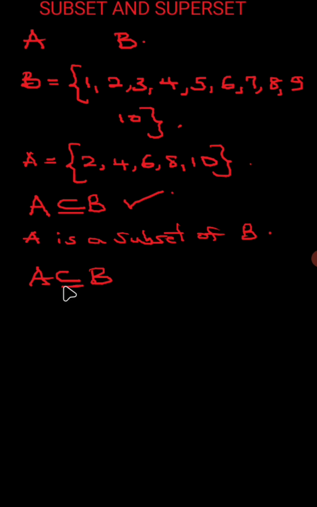When we put the line under, it basically means all elements of set A are what we have in set B, but in this case, not all. So we only have the subset sign there. So A is a proper subset of B.